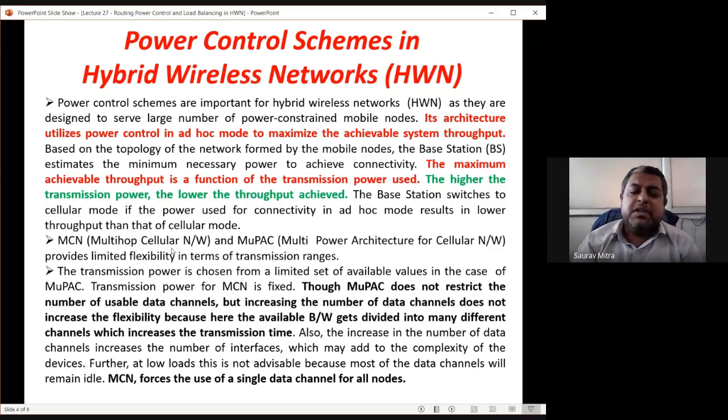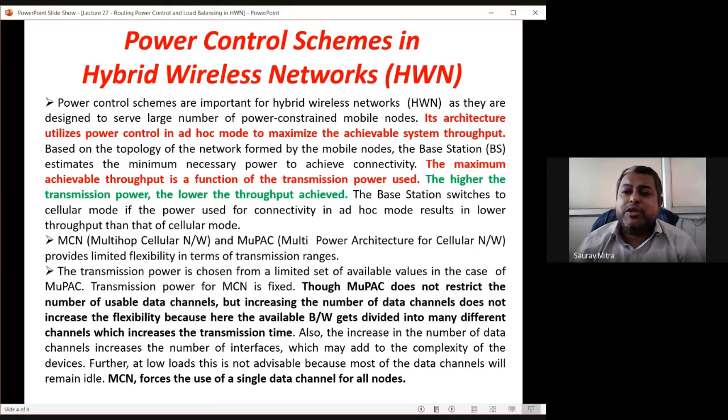MCN, multi-hop cellular network, was our first topic yesterday. There is another power architecture called MUPAC, multi-power architecture for cellular network. MCN and MUPAC provide limited flexibility in terms of transmission ranges. Whenever you are trying to control the transmission power, your transmission range becomes limited, so you cannot transmit the data over any longer range. MCN and MUPAC curb down and reduce the transmission distance, but they help to save power. Both things cannot be achieved simultaneously.